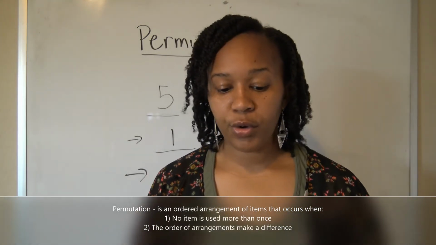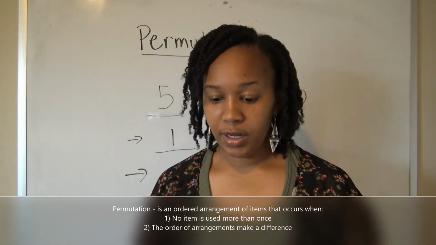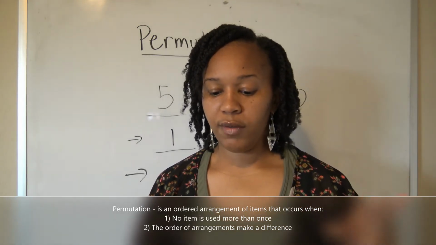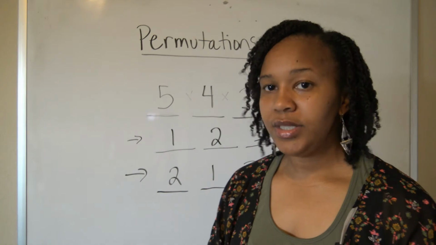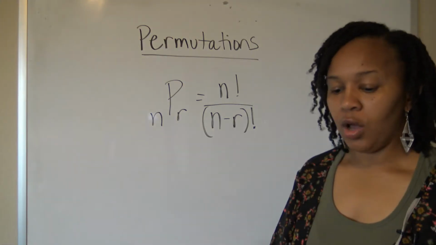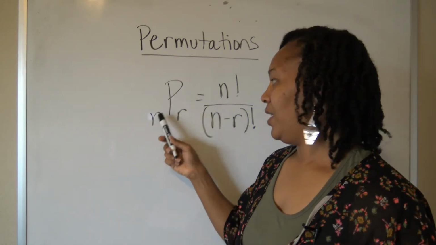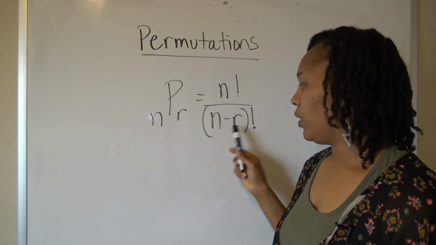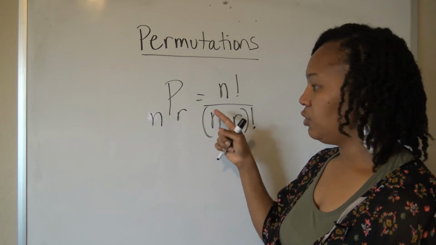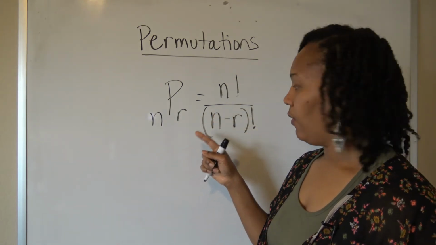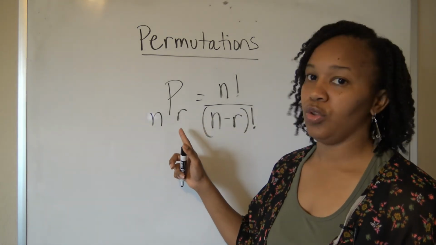Okay. So you have an ordered arrangement. You're figuring out how to put things in a certain order, but none of the items are repeated, and also the order of the arrangements makes a difference. If you have that, then there is a formula that you use for the permutation. This formula here says nPr equals n factorial over n minus r factorial. What this gives you is the number of possible permutations of n items taken r at a time. So you have n items total, but you're only going to take r at a time.